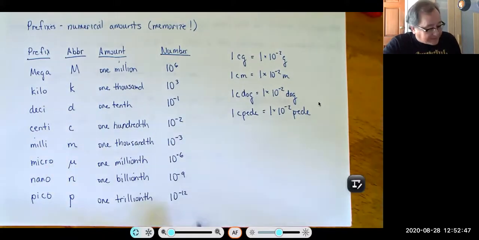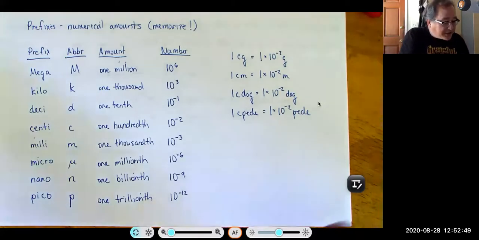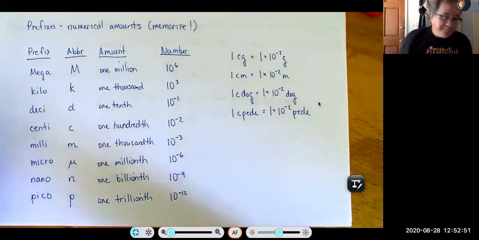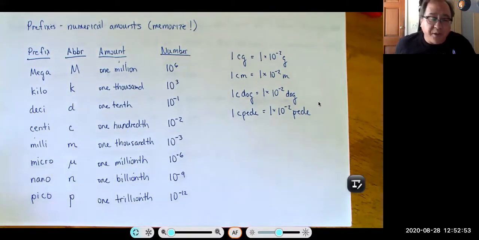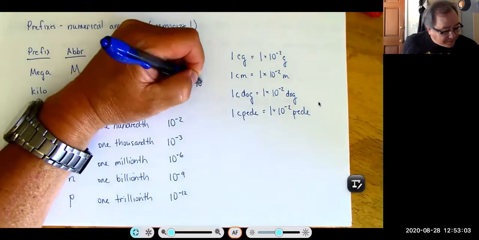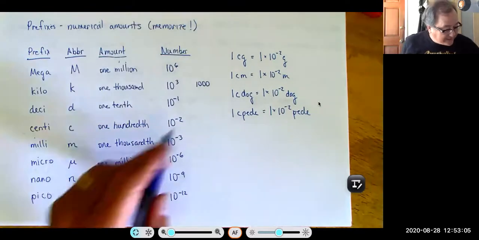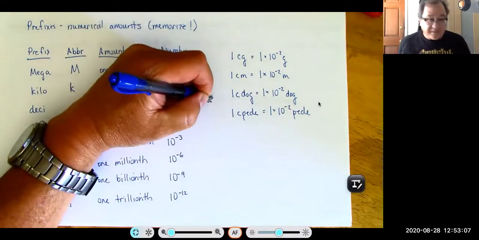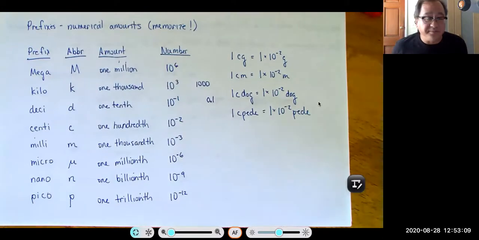So you want to memorize these numbers. And an interesting thing to know about these numbers is that if the exponent is positive, it's bigger than 1. If the exponent is negative, it's smaller than 1. So for instance, this guy here, kilo, that's definitely bigger than 1. Deci, that's definitely smaller than 1.